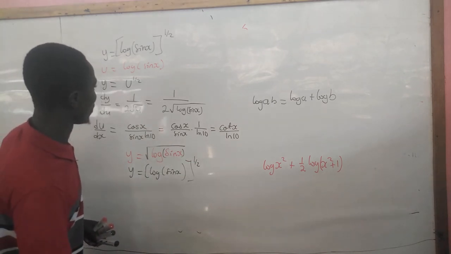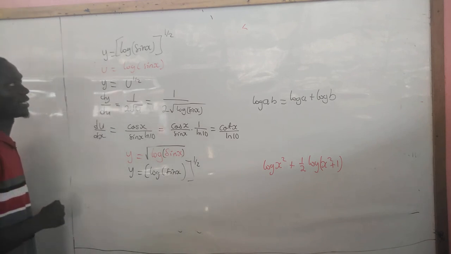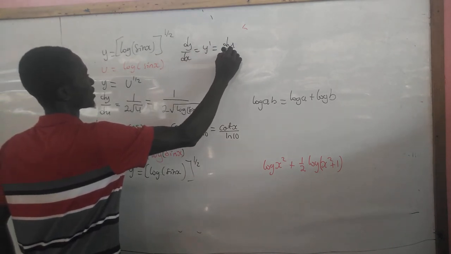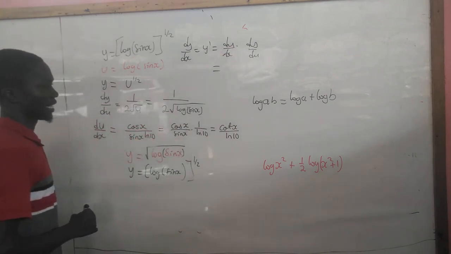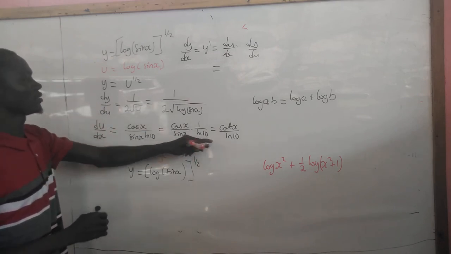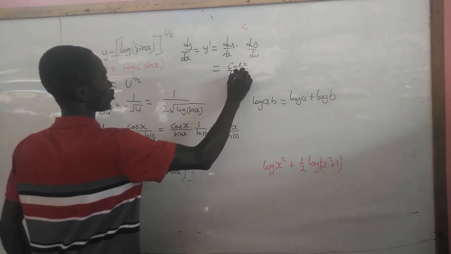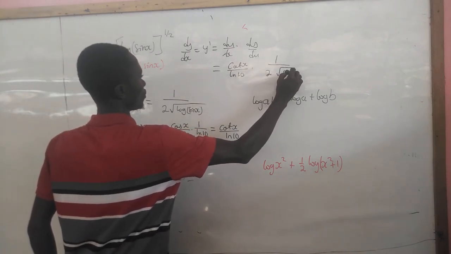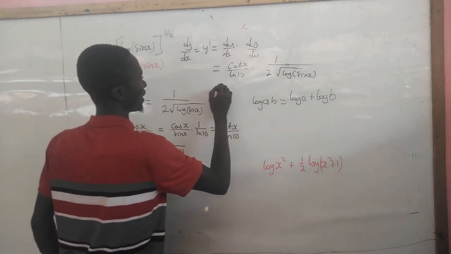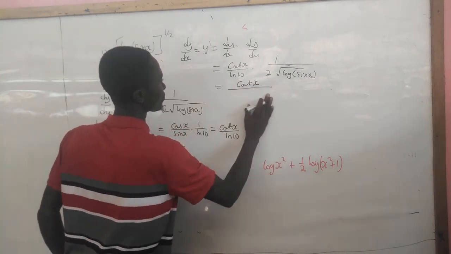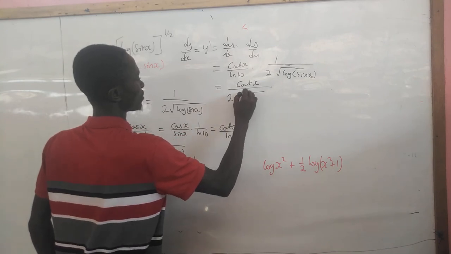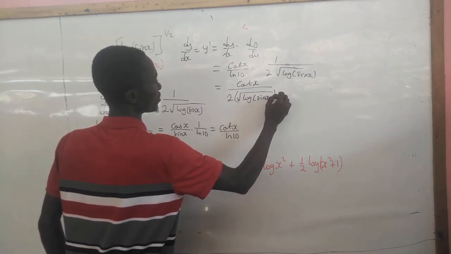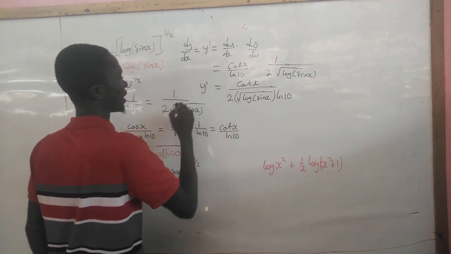Amazing. Now, we have dy/du and du/dx. So you can find y prime, that is dy/dx. So here, dy/dx, that is y prime, is equal to du/dx times dy/du. And that is du/dx, cotangent x divided by the natural log of 10, times dy/du, 1 divided by 2 times the square root of log sine x. And that will give us cotangent x divided by 2 times the square root of log sine x times the natural log of 10 as our final answer.